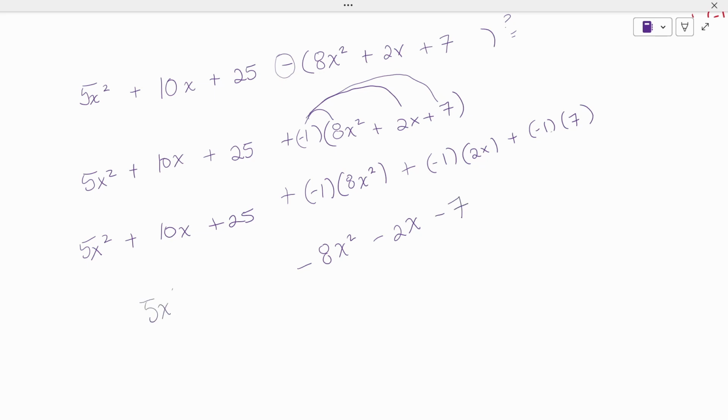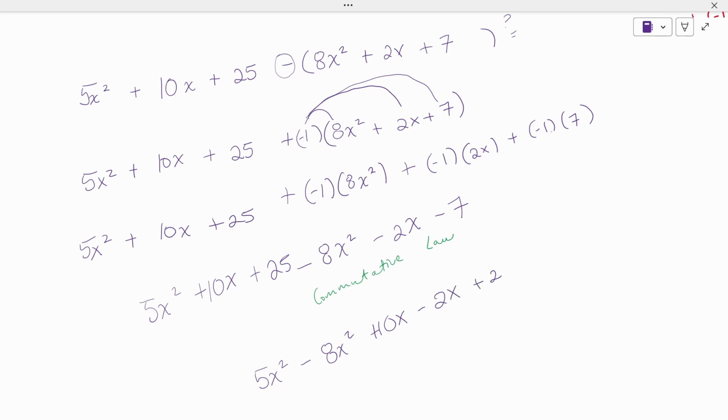So at this point, you now have a polynomial expression, 5x squared plus 10x plus 25 minus 8x squared minus 2x minus 7. And all you have to do is remember the commutative law of arithmetic. We're going to line up our x squared terms with x squared terms. We've got 5x squared minus 8x squared. We have 10x.